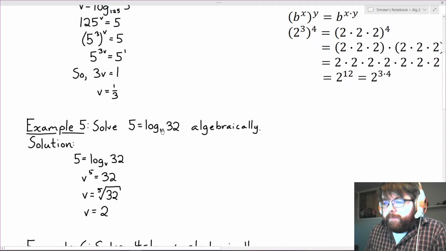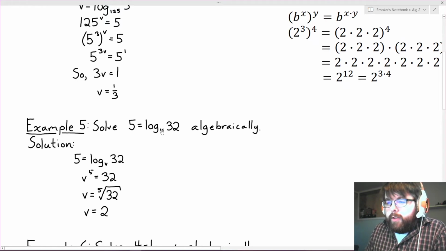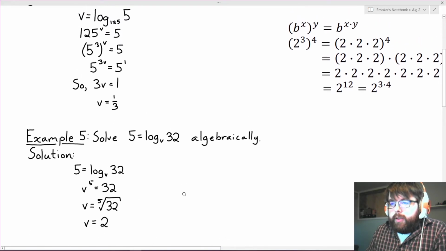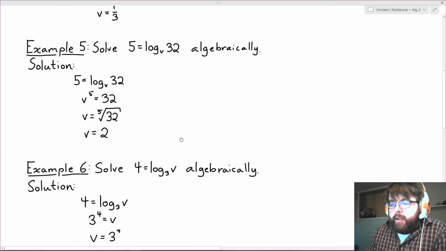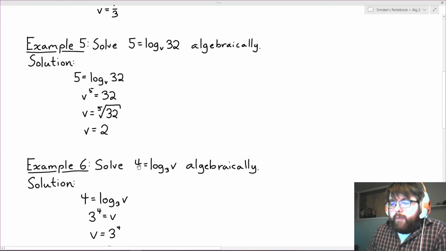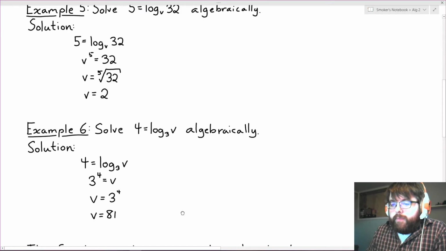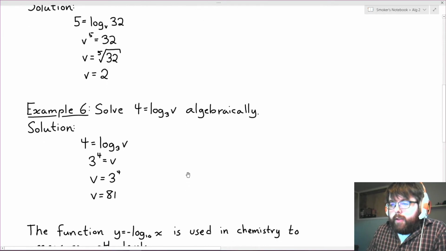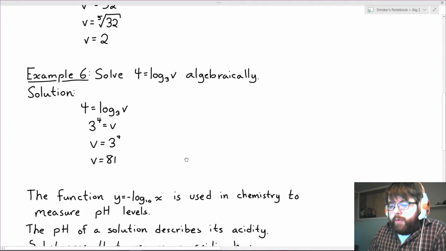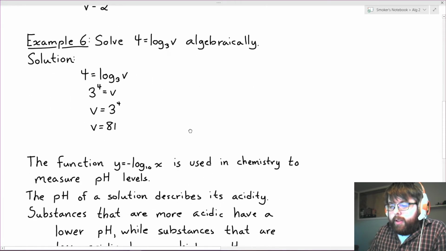This is saying what to the 5th power gives me 32. 2 to the 5th power gives me 32. And this one's saying 3 to the 4th power gives me what? And that was 81. Makes sense?